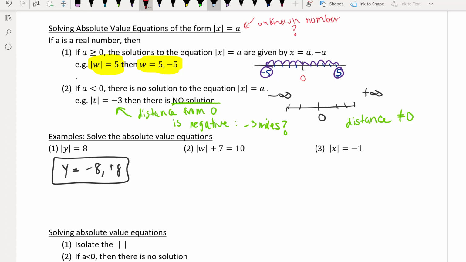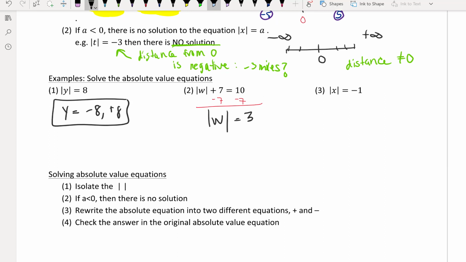For number 2, the absolute value is not isolated. What's messing it up is that +7. So I am going to subtract it first, so that the absolute value of w is equal to a +3. So then w is equal to your +3 and your -3.